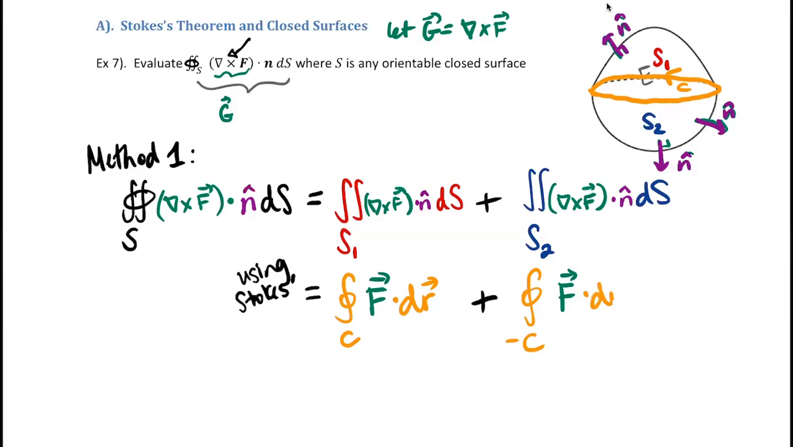Okay, and I'm adding these two together, and so we know that this integral will be the opposite of this one, and so we're going to get 0. So this is one way to see it. And again, this is assuming that we have continuous partial derivatives for our vector field F.